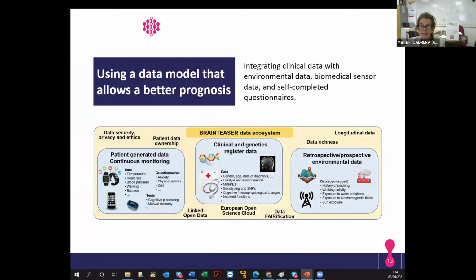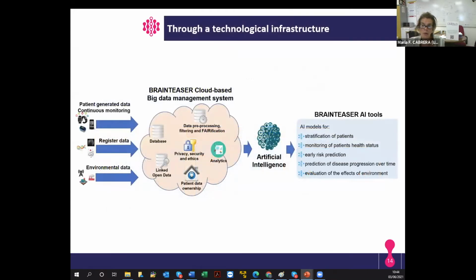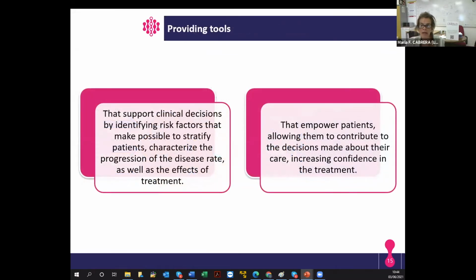This uses a data model that allows a better prognosis based on the integration of clinical data with environmental data, biomedical sensor data, and self-completed questionnaires, and a technological infrastructure that will be set up to create tools that support clinical decisions by identifying different risk factors that make it possible to stratify the patients, characterize the progression of the disease, and define the effects of the treatment. On the other hand, it aims to empower patients, allowing them to contribute to the decisions made about their care, increasing their confidence in the treatment.